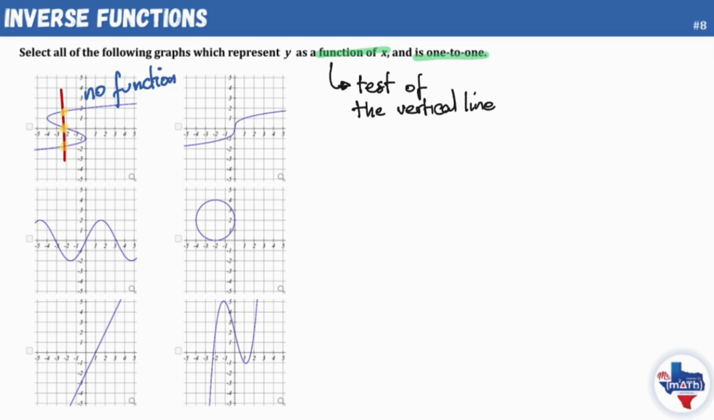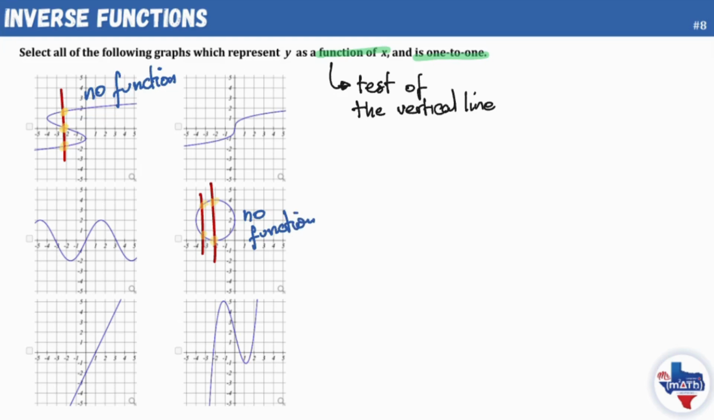Okay, look at another one. So what about this one? When I cross it, same thing. It cuts in 2 points. And I can do it again for the same one. It also cuts in 2 points right there and there. So I can say for this one that this is not a function.